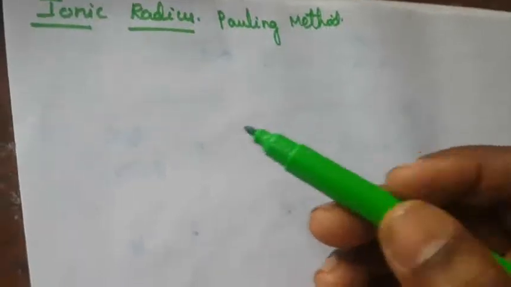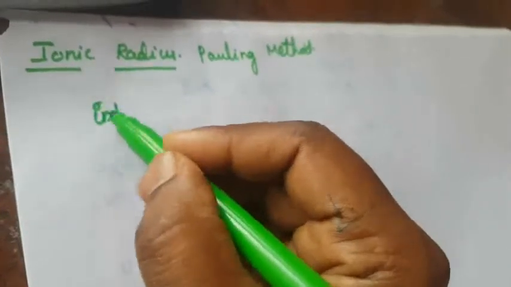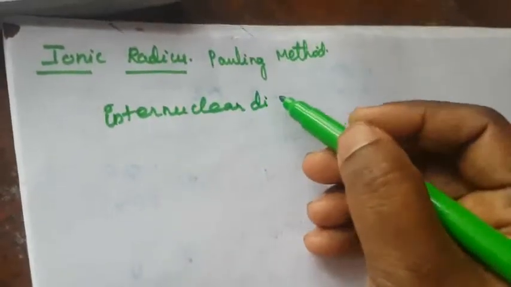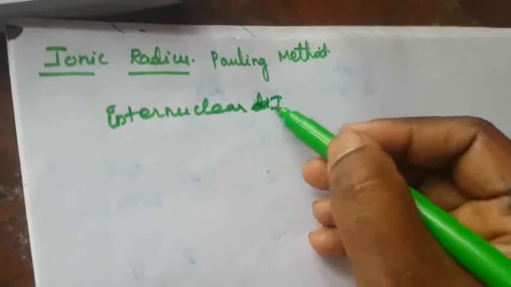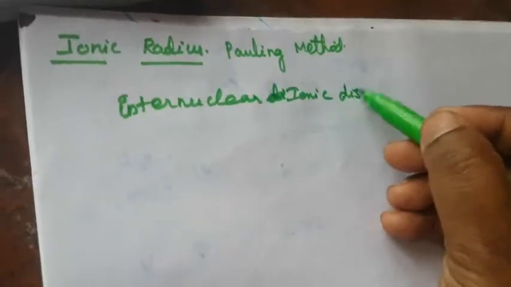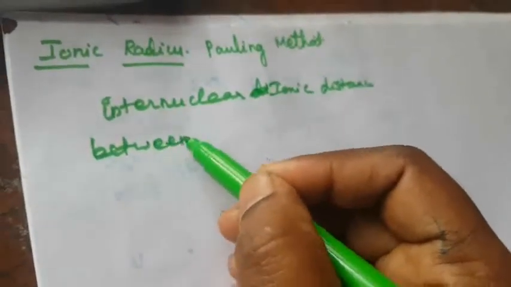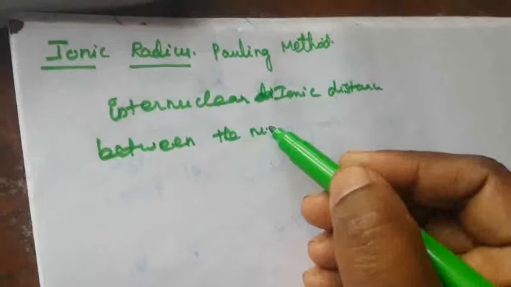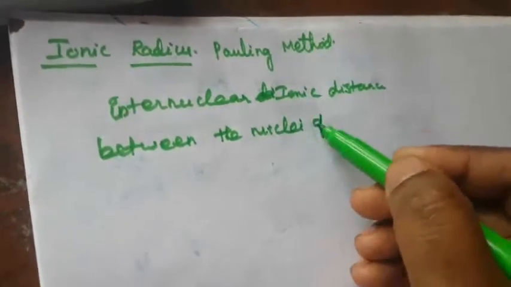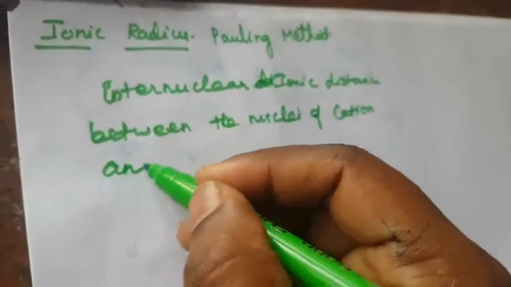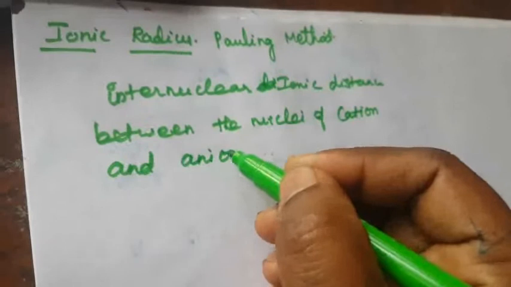So Pauling, what is the Pauling method? From there, ionic distance between the nuclei of the... what is meant by ionic radius? Internuclear distance, ionic distance between the nuclei of cation and anion. So that is called ionic radius.